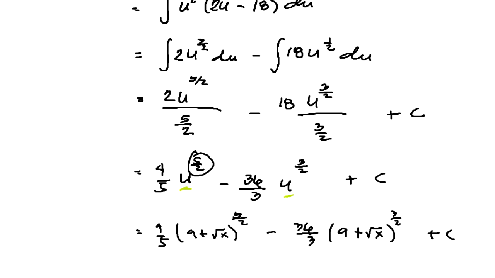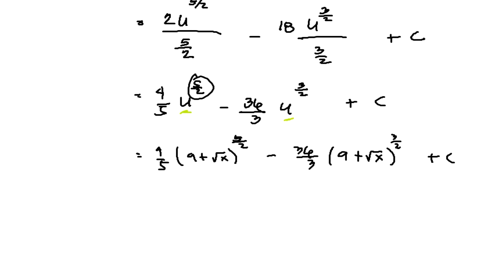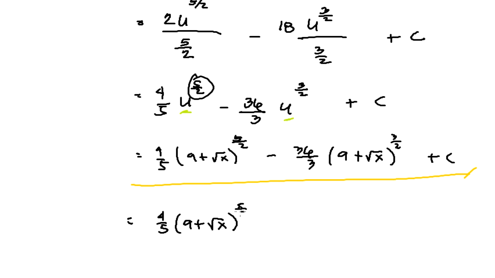So this can be our final answer, or you can simplify this by dividing 36 by 3. So we have 4 over 5, 9 plus the square root of x to the 5 halves, minus 36 divided by 3 is 12, then 9 plus square root of x to the 3 halves plus c.